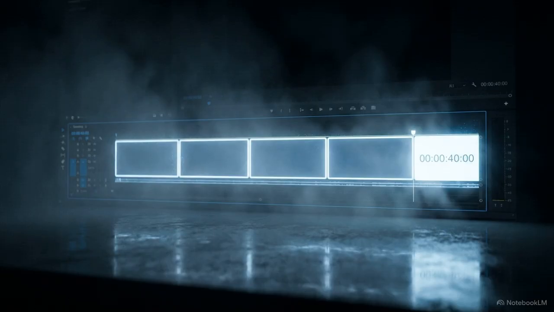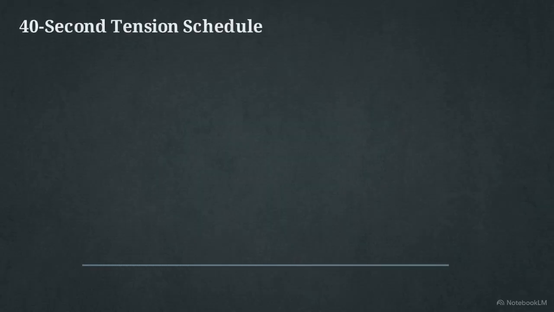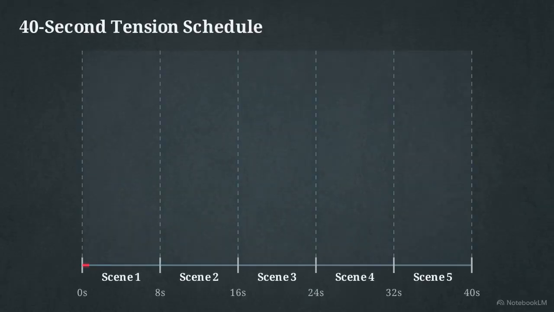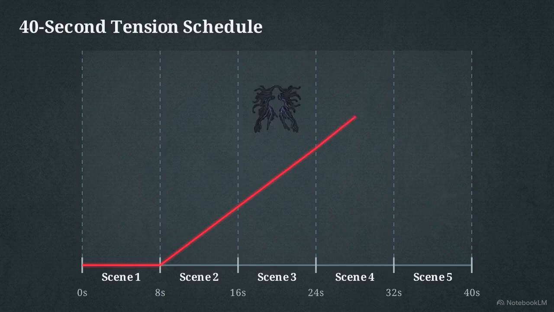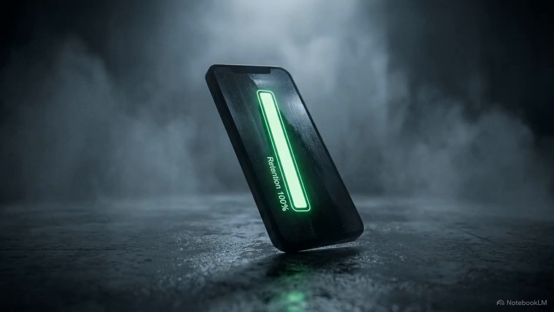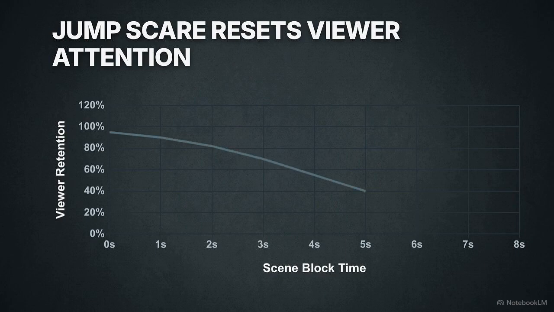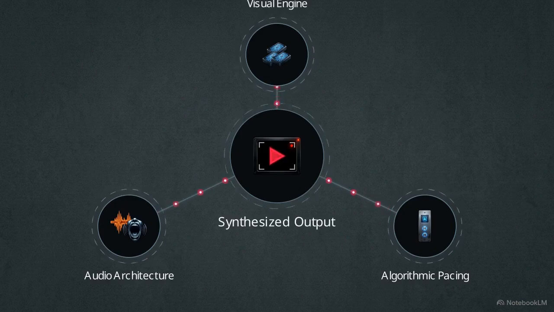The final element of the blueprint is the rigid timing dictated by the scene timecodes. The 40-second script is split into 5 perfect, unyielding 8-second blocks. The trap is set in Scene 2, the ghost arrives in Scene 3, and the jump scare hits in Scene 4, all following a fixed schedule. This timing is designed to satisfy the retention requirements of modern short-form video platforms. The jump scare triggers exactly when a viewer's attention is most likely to fade. Visuals, audio, and pacing come together to create a highly efficient content generation machine.